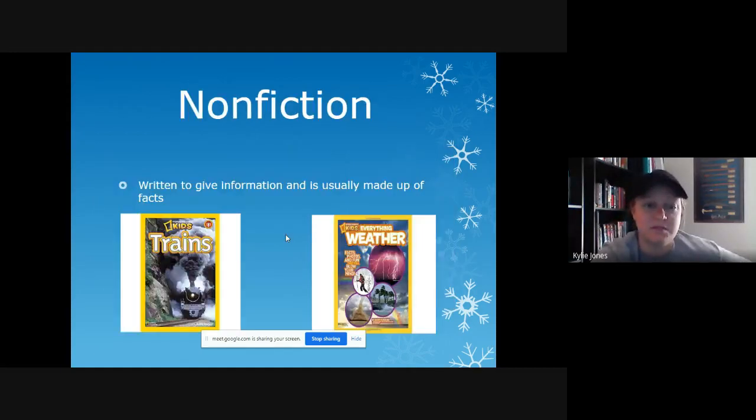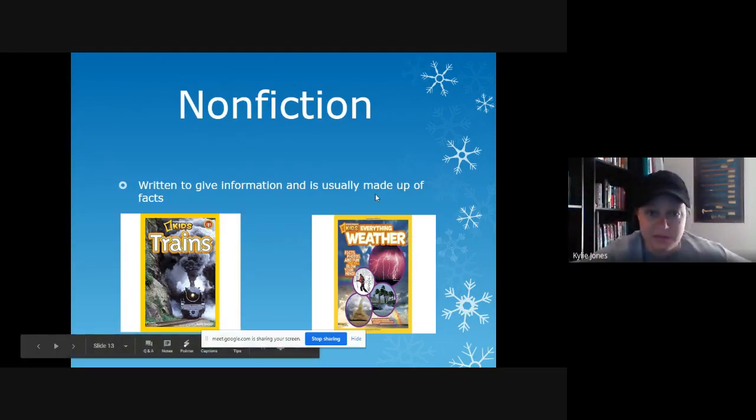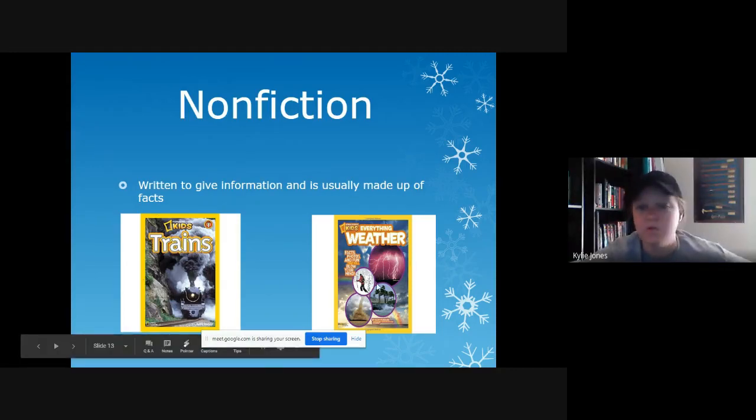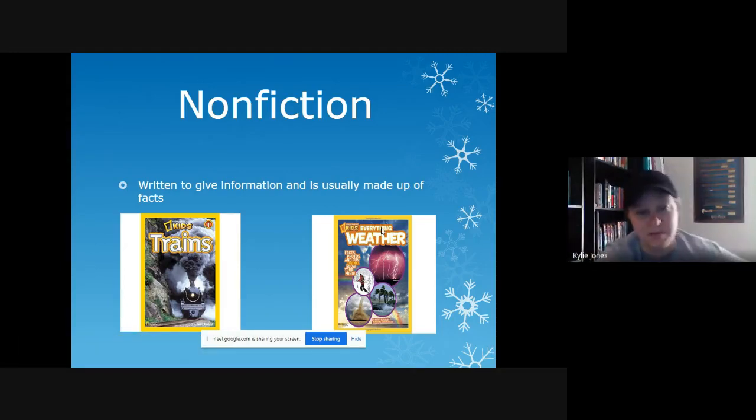So the first type of nonfiction is just generic nonfiction. It's written to give information and is usually made up of facts. So you have all kinds of facts in this one about trains, all kinds of facts about weather in this other one, but it's giving you straight up information about the topic it's describing.